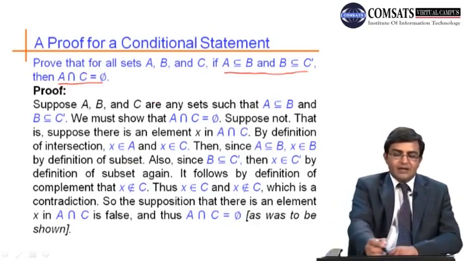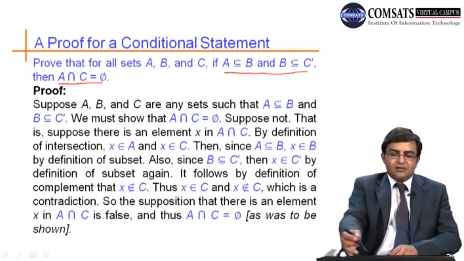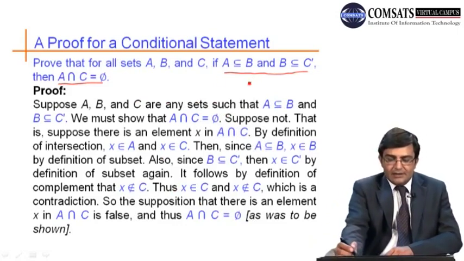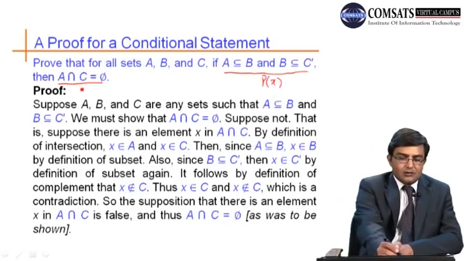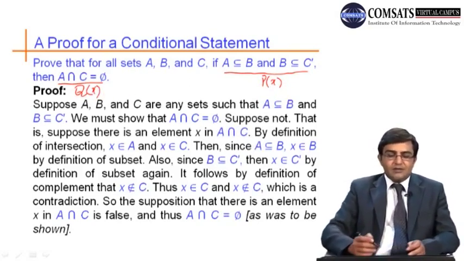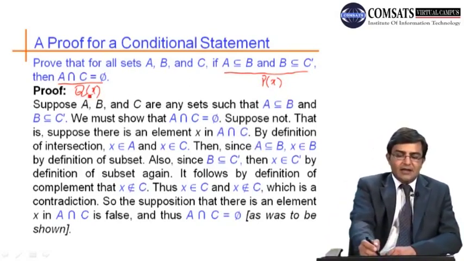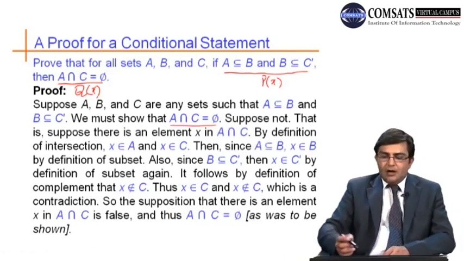Suppose A, B and C are any sets such that A is a subset of B and B is a subset of C complement. So this is what we have supposed, that this is basically the hypothesis of the conditional statement. This is the conclusion. So we suppose that the hypothesis is true. So we must show that Q of x is true, means A intersection C is phi basically.